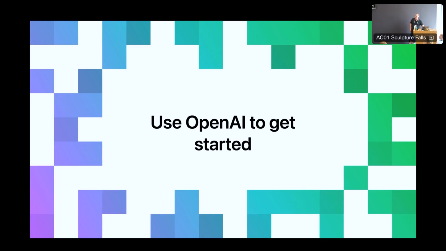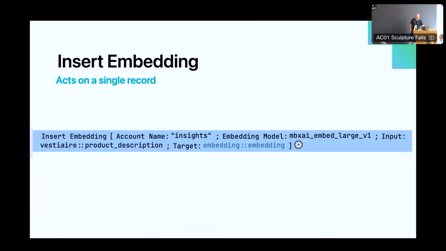So if we go back to the script steps, we've got the insert embedding script step. This acts on a single record. And we specify the account name, which we configured in the configure script step. We specify which embedding model we want to use. We specify the input, what field we want to use for the embedding, and the target. The target is basically what field we want to store the embedding in.